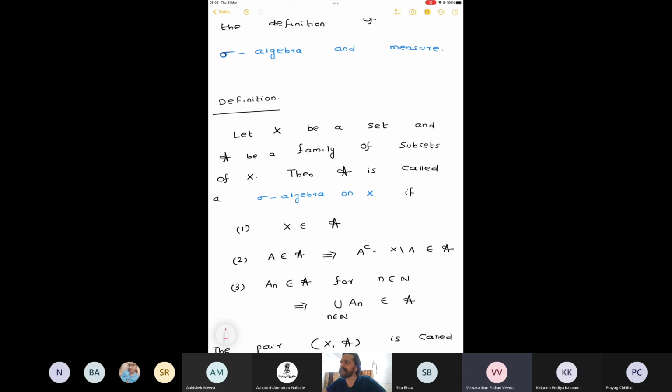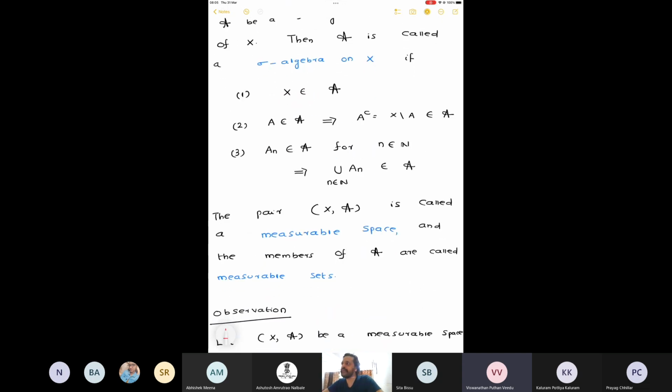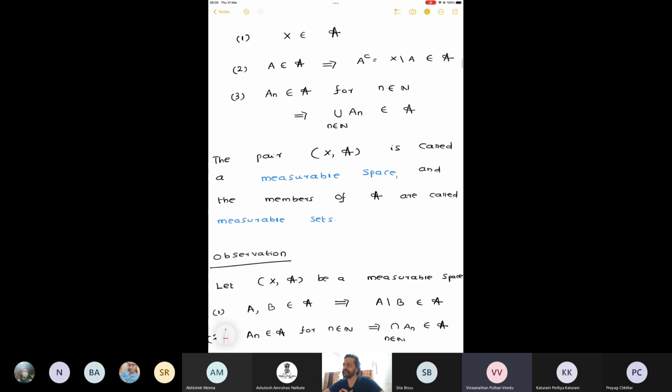That family of subsets of X should be rich enough. Rich enough in the sense it should be closed under complementation. Whenever a set is there in that collection, the complement should also be there in that collection. That collection should be closed under countable union, and so on. Such a collection is called sigma algebra, and a set along with a sigma algebra is called measurable space. All this definition we made in the first few classes.